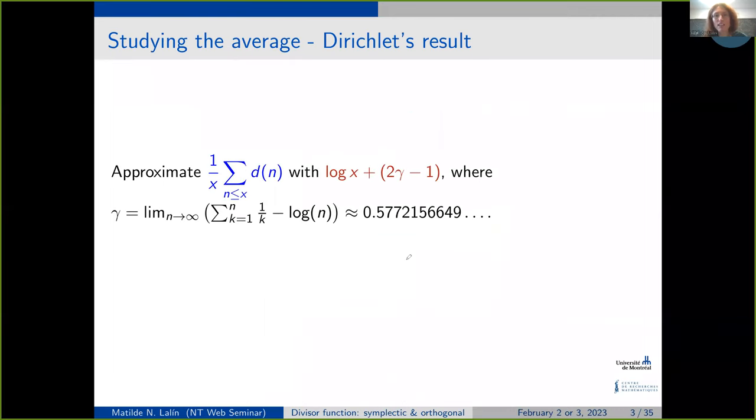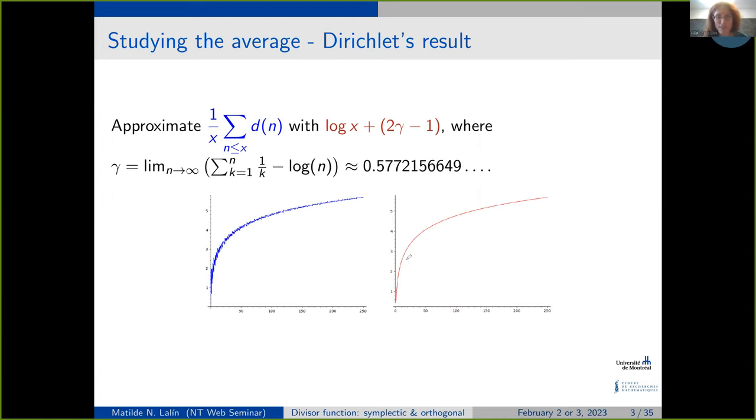And so this is what actually Dirichlet did. Here I'm talking about d, which is d_2, from k equals two from the previous slide. So if you look at the sum of d(n) for n less or equal than x divided by x, so the average, you can approximate this with log x plus 2 gamma minus 1, where gamma is the Euler-Mascheroni constant.